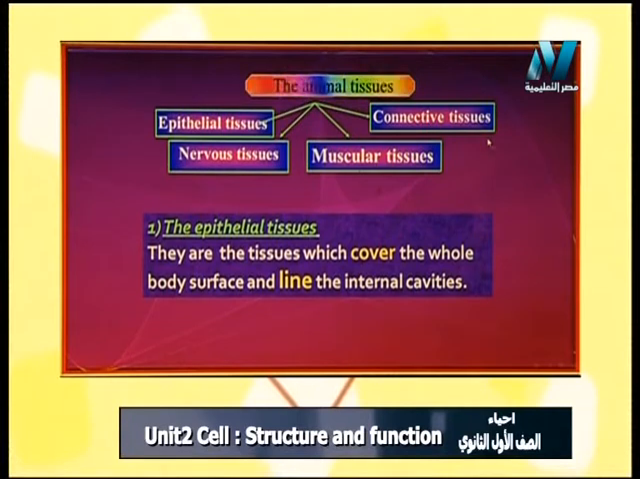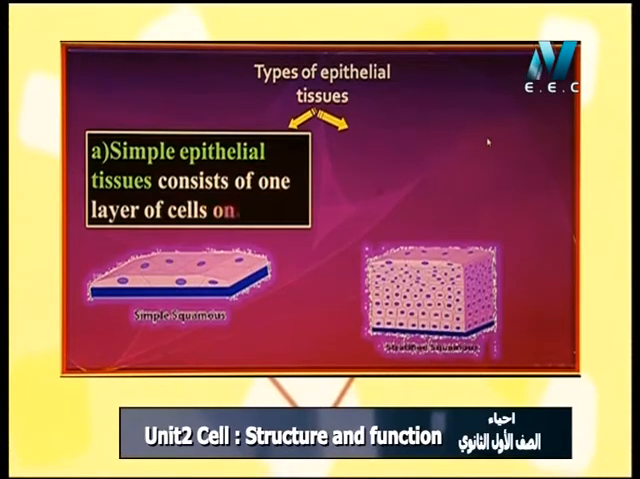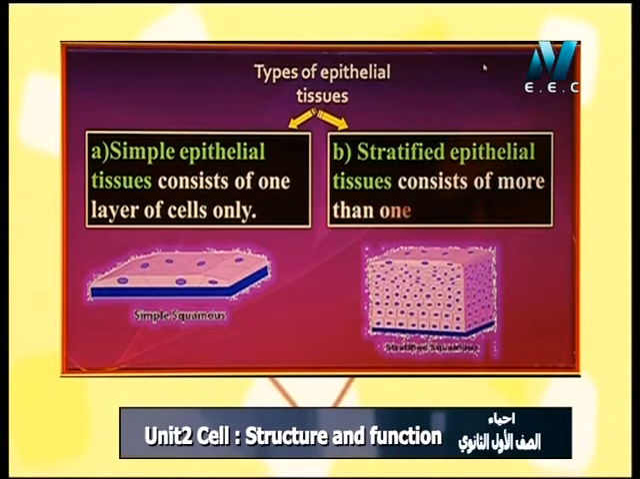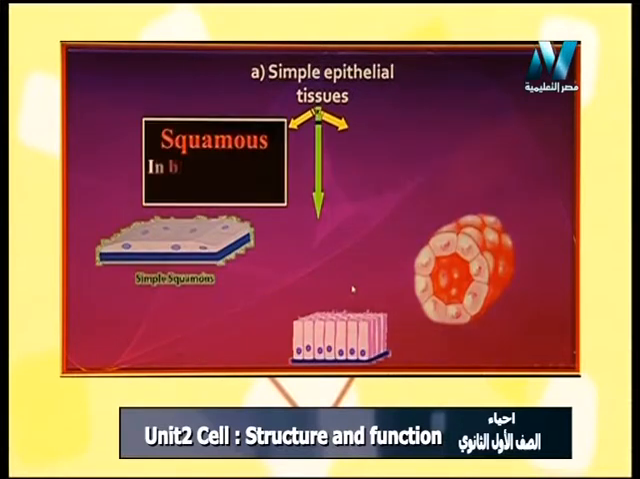هنعمل ستريس على كل نوع من التيشو دول في وقت يعني نحاول نخلصه ان شاء الله. Simple epithelial tissue consists of one layer of cells only، يبقى دي اسمها simple. لكن لو more than one layer بنقول عليها stratified epithelial tissue. Stratified epithelial tissue consists of more than one layer of tissue. هنعمل ستريس على 3 types of simple epithelial tissue، وهنعمل ستريس على skin as a kind of stratified epithelial tissue.